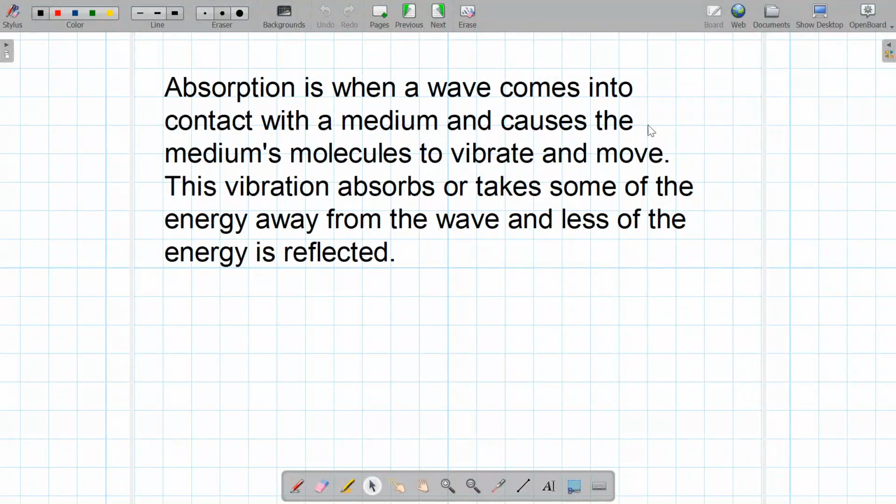Okay, let us move on to talking about absorption. Absorption is when a wave comes in contact with the medium and causes the medium's molecules to vibrate and move. This vibration absorbs or takes some of the energy away from the wave. So here is an example of absorption.